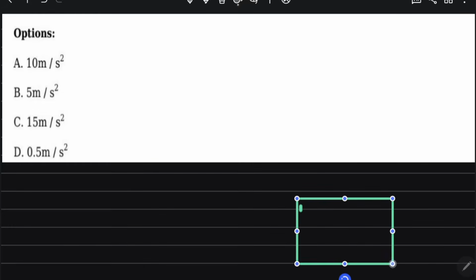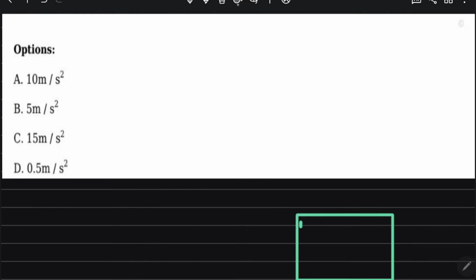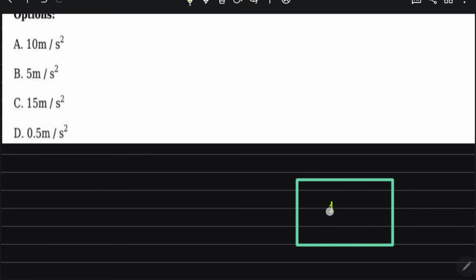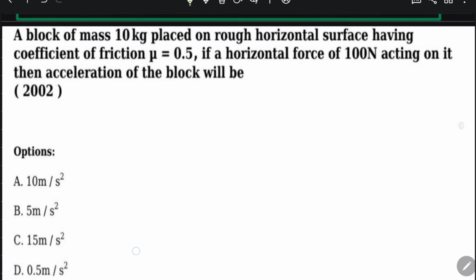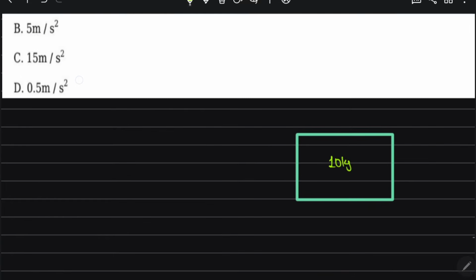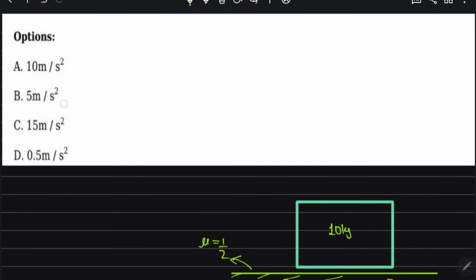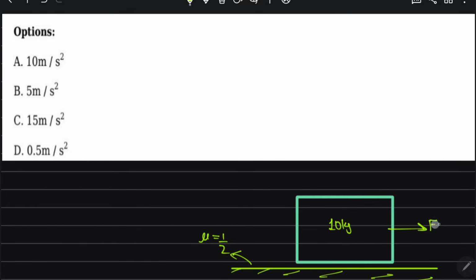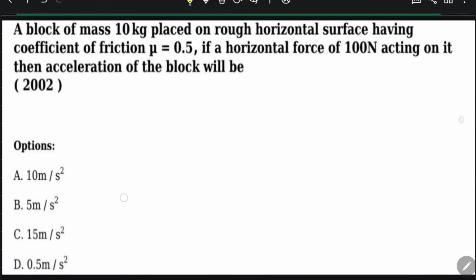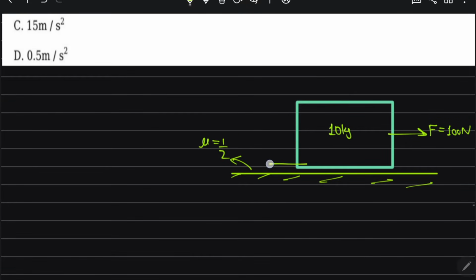So here in this question, what is going to happen? A block of 10 kg is placed on a rough horizontal surface having a coefficient of friction mu equal to 1 by 2. If a horizontal force of 100 Newton is acting on it, then the acceleration of the system. Here they are applying 100 Newton force.